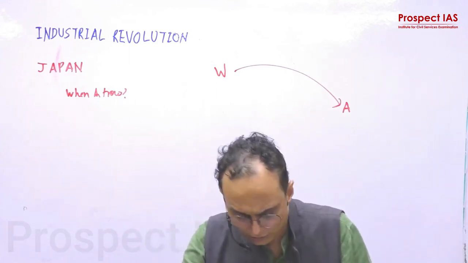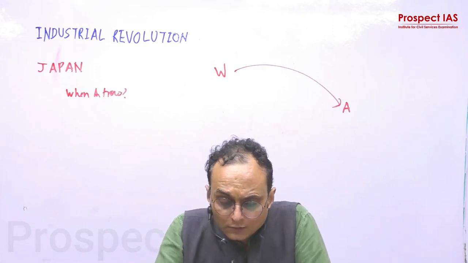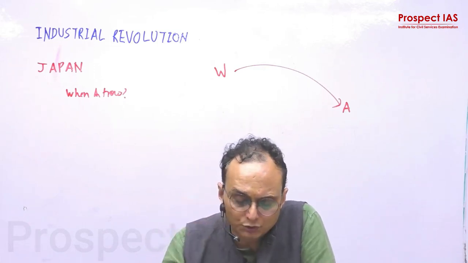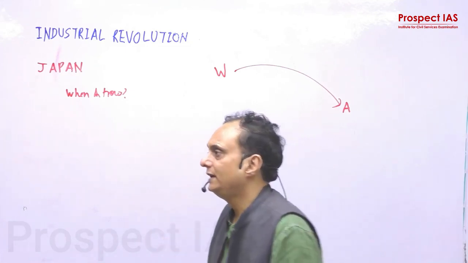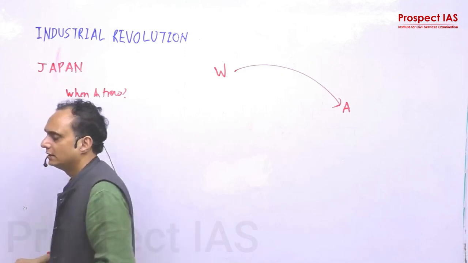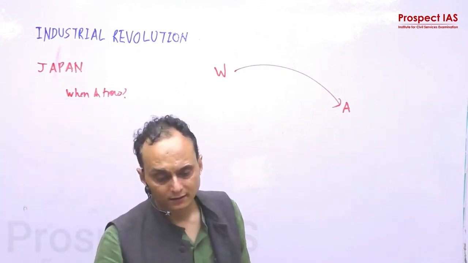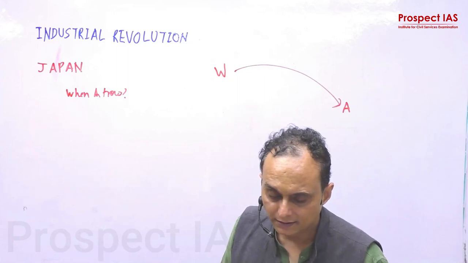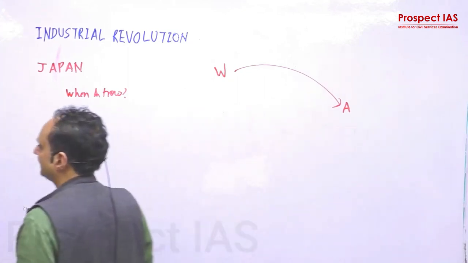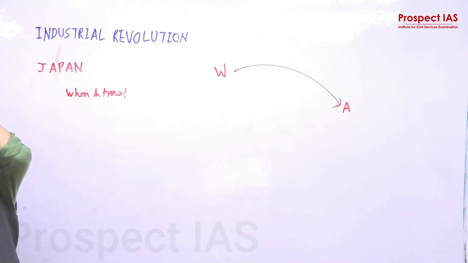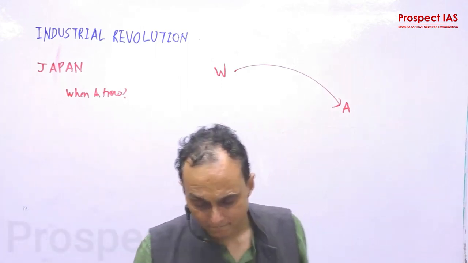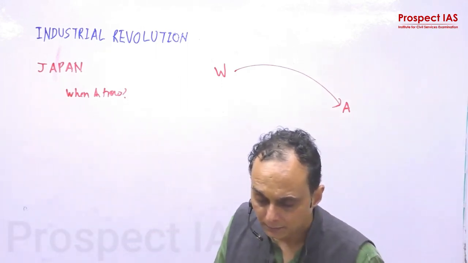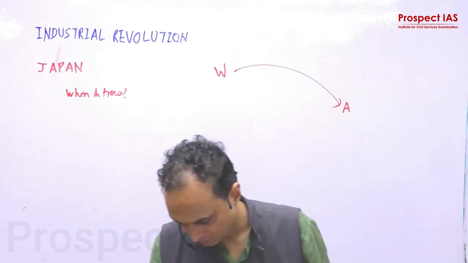Write it down, whatever I have to explain, I will explain. Japanese industrial revolution took place in the late 19th century, after the Meiji Restoration.